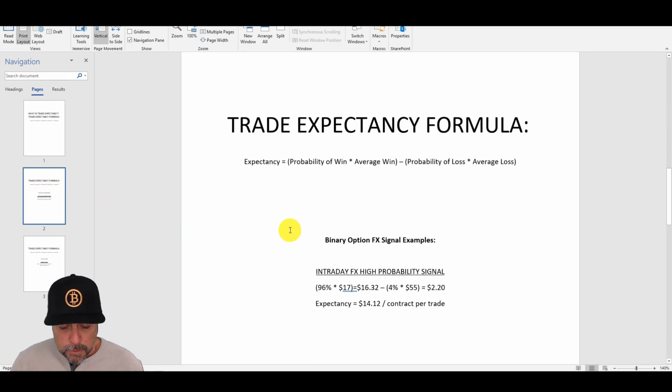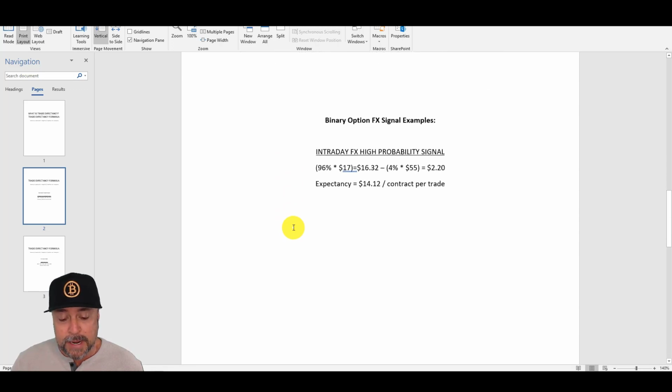Now, the example we have here is like our typical binary option Forex signal service. We do about 96%. And so when we win 96% of the time, what we're doing is a deep in the money trade. So 96% of the time we capture $17. So you're going to do your probability, your percentage, of the actual capture of $17. So 96% of $17 equals $16.32. Now you subtract that by the amount of times that you lose. So we lose 4% of the time.